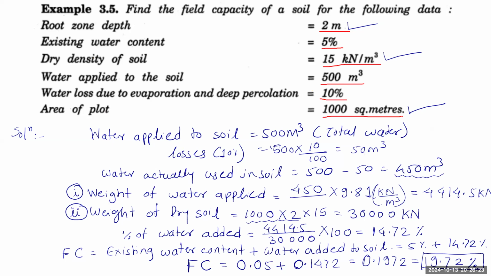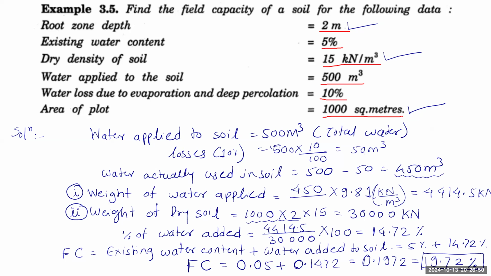Now see, we have to find out the field capacity. We have to find the answer for field capacity. So how do we get the field capacity? Field capacity is the existing water content before applying water to the soil plus the moisture content added to the soil.